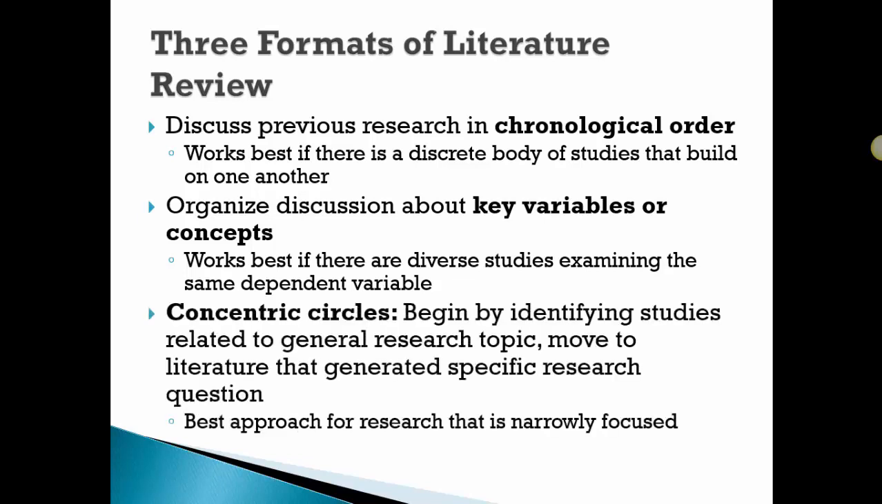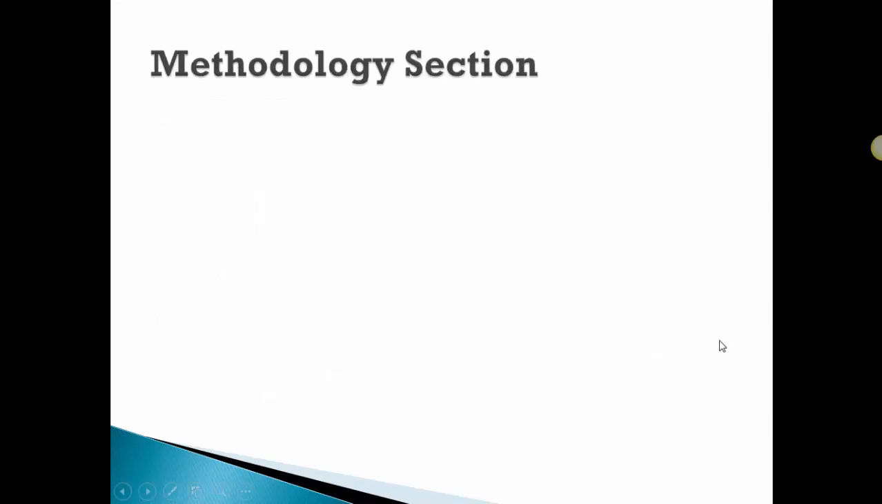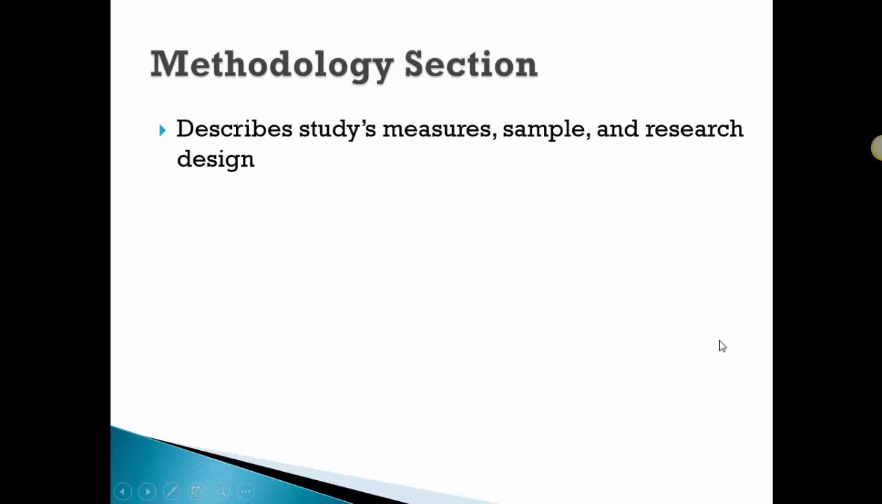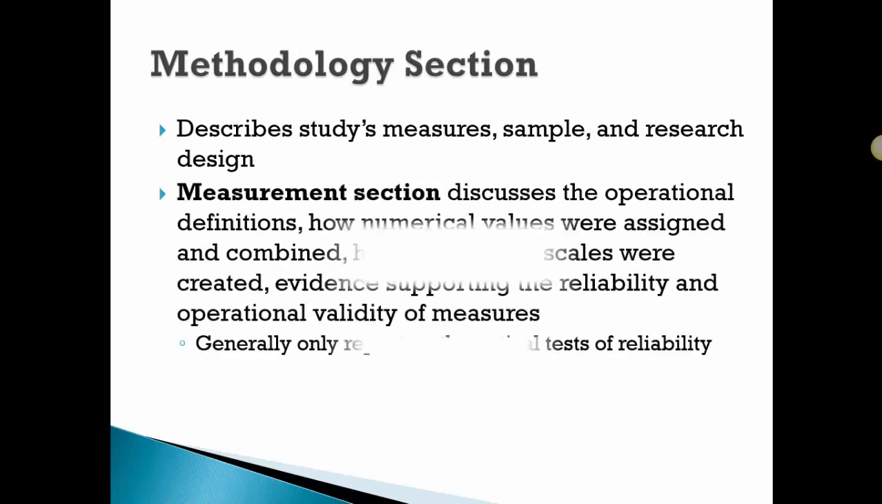And then concentric circles, where you begin by identifying studies related to the general topic and then move to the literature that generated the specific research question. And this is good for research that's narrowly focused. The methodology section describes the study's measures, the sample, the research design.